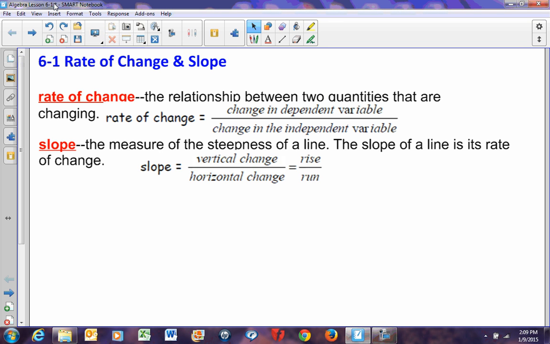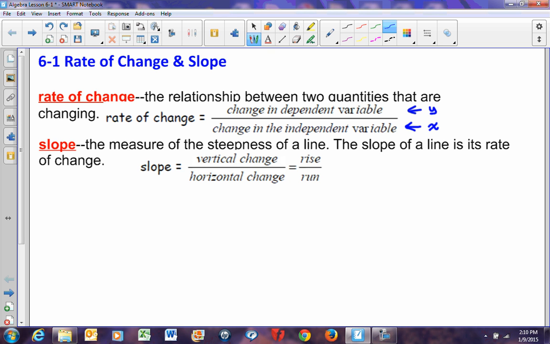Lesson 6-1, rate of change and slope. Rate of change is a relationship between two quantities that are changing. The rate of change is defined as the change in the dependent variable over the change in the independent variable. If you remember, the dependent variable is y and the independent variable is x.